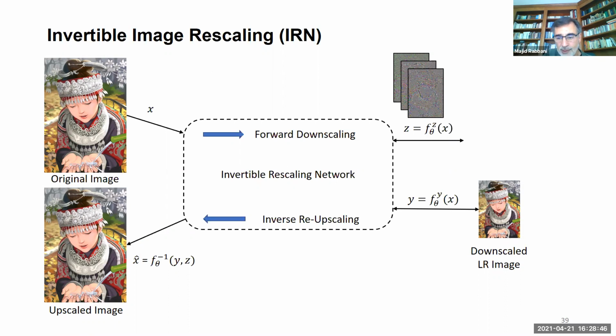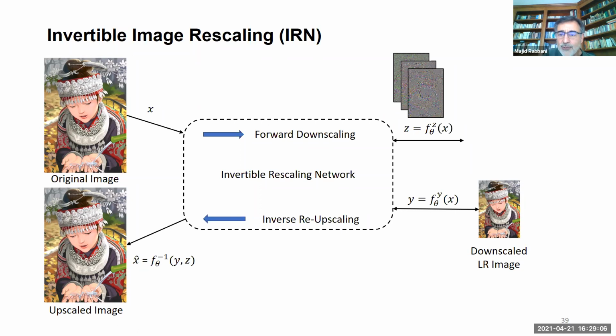That's how the network started. The network started by doing an invertible, that's where the name comes from, an invertible downsampling. And of course, in order to be able to invert it, you need auxiliary information, right? You need that additional information that you see on the top.